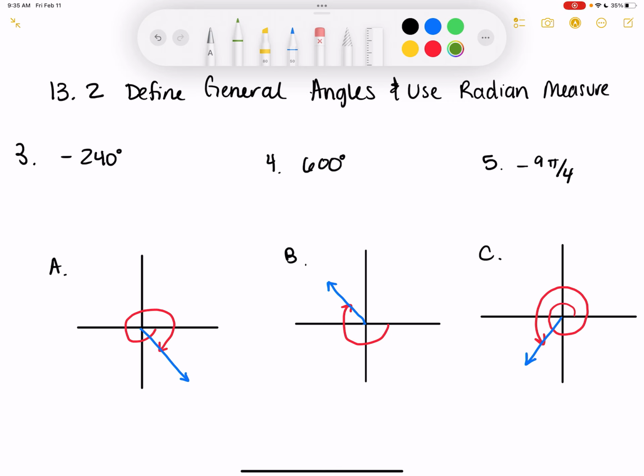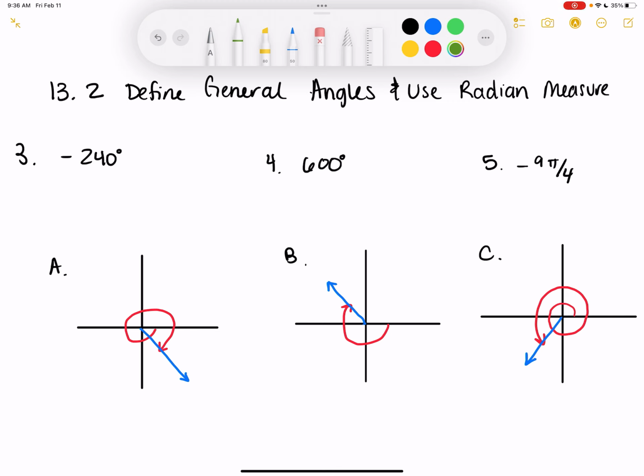So if it starts by going down, so this is why the arrows on them are important, then they're going to be negative. Which two of these have to be negative? A and B. In the direction that they're going. Okay, so these two are going to be negative, so we know that 3 and 5 have to go with A and B.